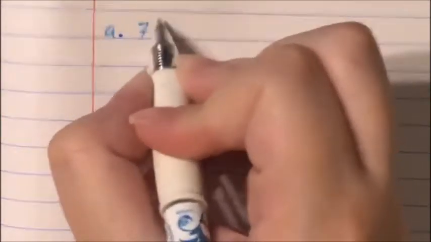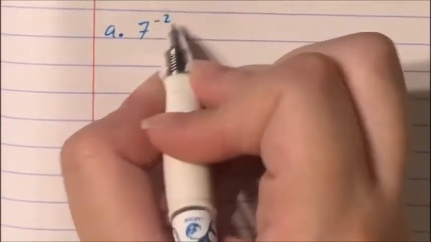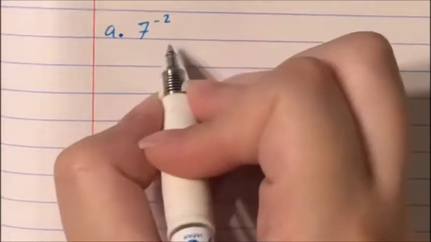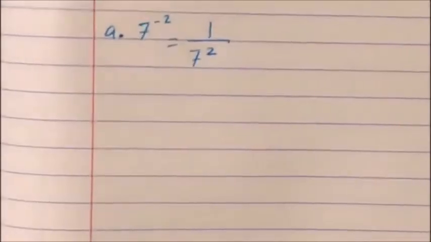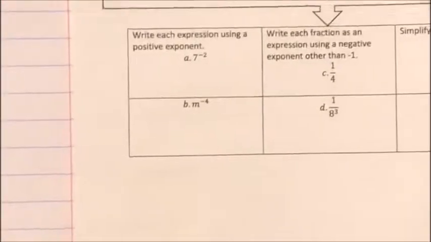So I have 7 to the negative 2. All this is telling me is to move it down. So this becomes 1 over 7 squared. Okay, it wants you to leave it like that. Don't evaluate it. Just leave it. Rewrite it with positive exponents. Okay.